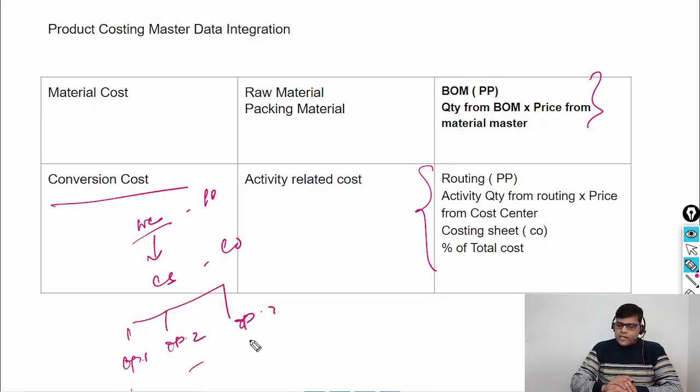we are going to calculate our activity cost. Similarly, we also need to include the surcharge cost: material overhead, production overhead, your admin overhead. Then the product cost will be calculated. So these components are also there. Product cost master data integration.